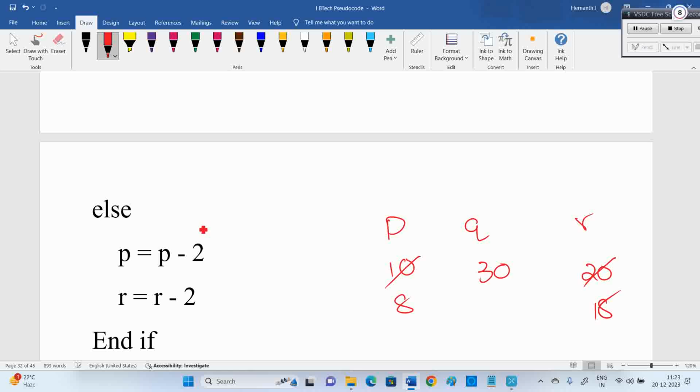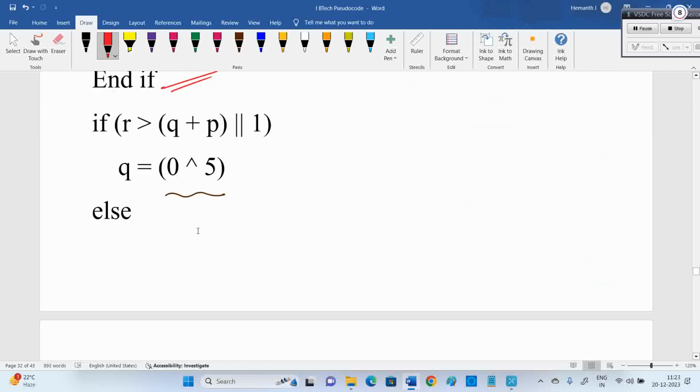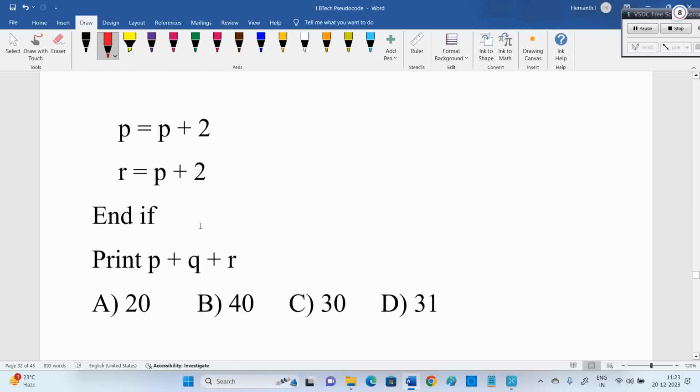Now the first if condition is completed. First if closed means the if and else are together closed. Next, one more if is there: R greater than Q plus P, OR operation with one. The two pipes are for the OR operator. What is that OR operator? We will recall that also.